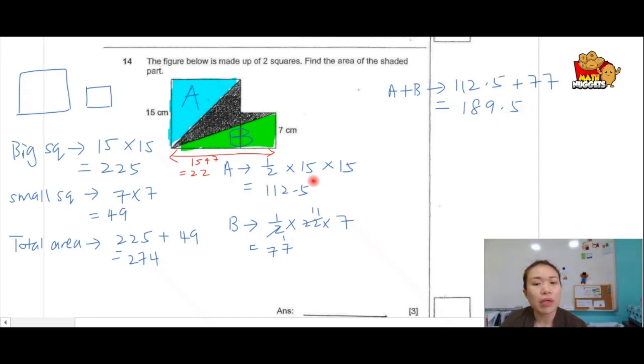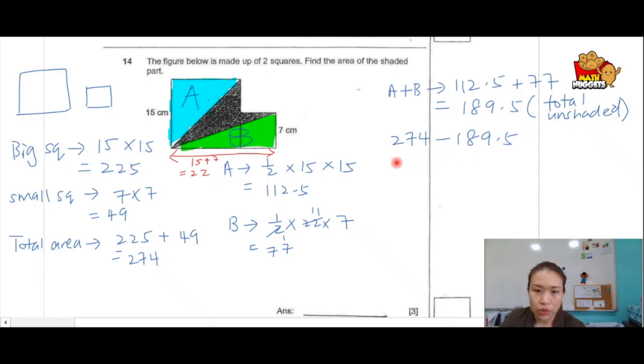So in order to find the shaded part of the figure, you simply take the total area, which is 274, minus the unshaded part of the figure, which is 189.5. Let me just put a bracket here. This is the total unshaded. Okay. So if you subtract, you get 84.5. And that will be your area of the shaded part.